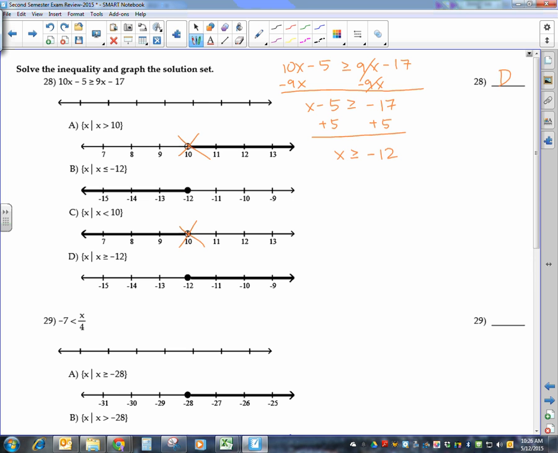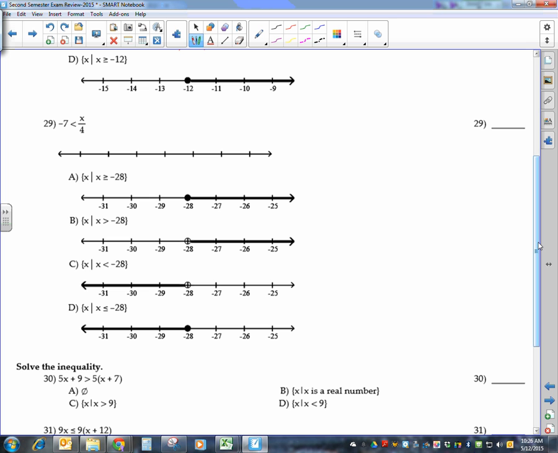All right, 29. Another one. It's an equation. We have dividing on the side with our variable, so I'm going to multiply both sides by 4. When I multiply both sides by 4, on the left side I'm going to have negative 28, and on the right side I'm going to have x, because my 4's cancel here.